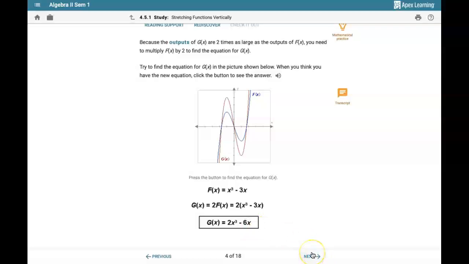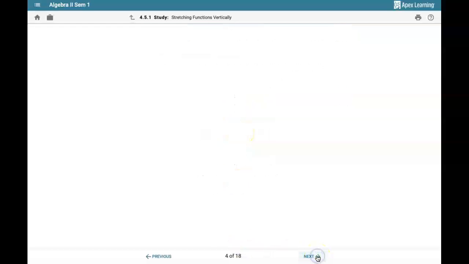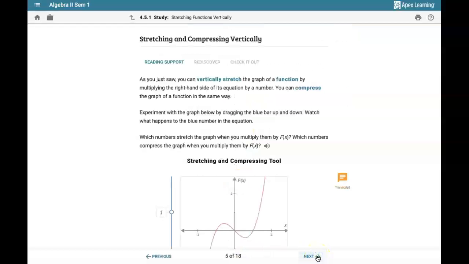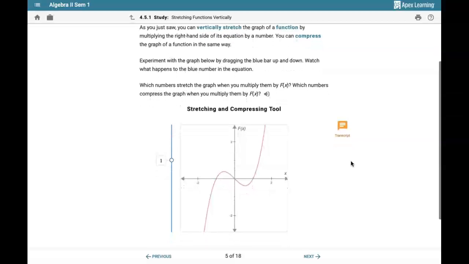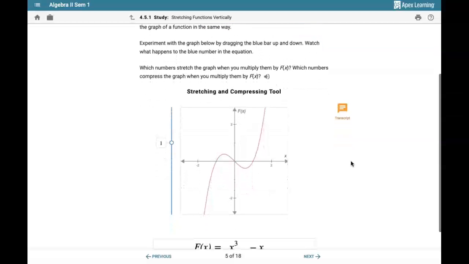All right, and that is based solely on the fact that we were able to look at the coordinates and realize it's not moved left or right, up or down. It's actually stretched. One reason we can know that is because the points haven't shifted; they're just slightly elongated on that xy coordinate. So we can see how we can vertically stretch by multiplying the right hand side of the equation. We can also compress the graph in a similar way.